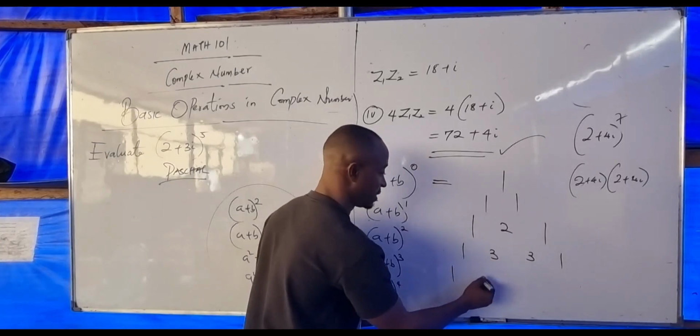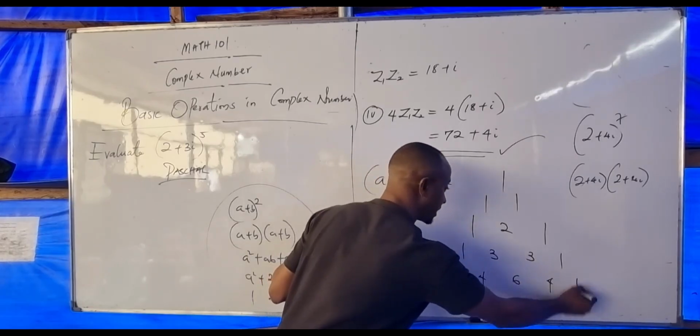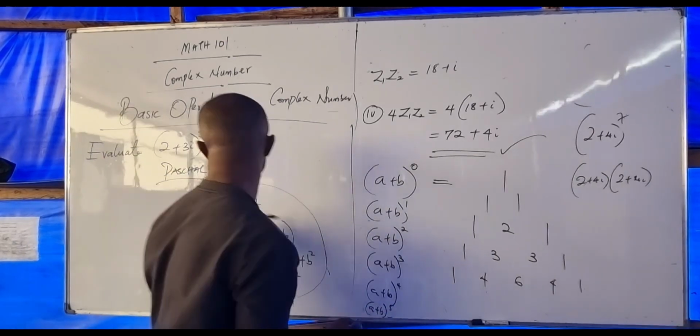What's 1 plus 3? 4. What's 3 plus 3? 6. What is 3 plus 1? 4. And what again? 1. Even if I have a plus b, always the power what? 5, which is what I want to solve, right?